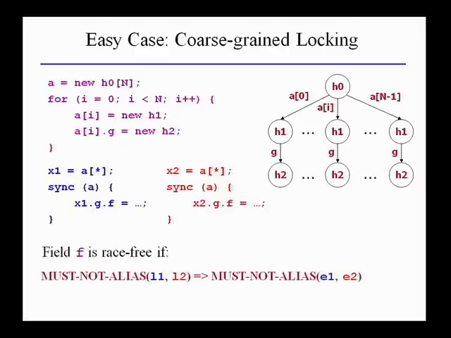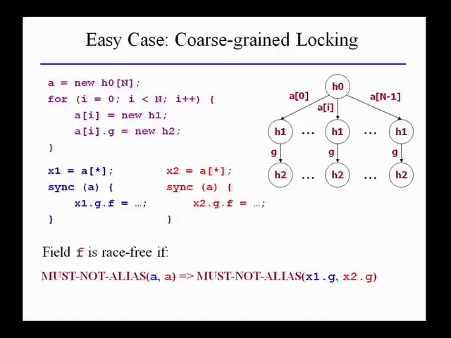So here's our condition. Field f is going to be race-free, and here I've just copied out the condition. Now let's instantiate that condition with the particular situation we're in here. What this would say is that if A must not alias A implies that x1.g doesn't alias x2.g, then this thing is race-free. And this is actually a really easy case because this is false. A always aliases itself, and false implies anything. So clearly if you lock the whole world, there can't be any races.